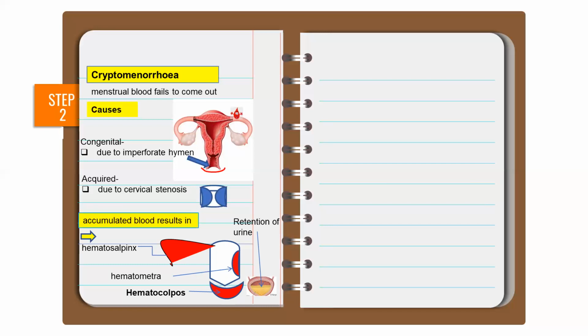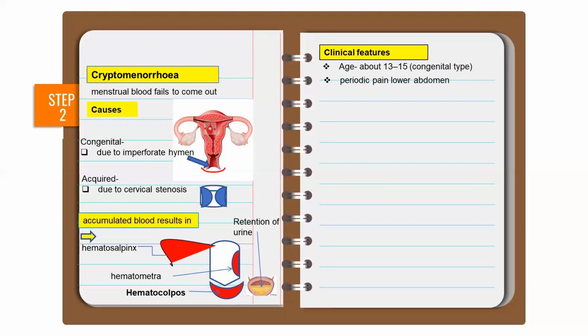Now, how does a patient of cryptomenorrhea present to a doctor? Look at this clinical feature. Since the congenital type is the most common, age between 13 to 15 is the most common presentation. And the most common symptom is periodic pain in the lower abdomen. In differential diagnosis with this symptom, that is pain in the lower abdomen, we can say pelvic inflammatory disease, appendicitis, diverticulitis. There are lots of differential diagnoses with these symptoms, so we have to also exclude those.